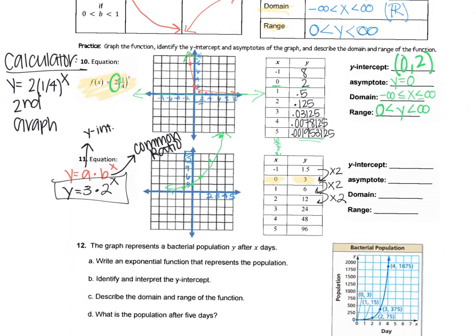Y-intercept, again, we already kind of talked about that. That is (0, 3). Asymptote, y equals 0. It's going to get super, super close to this line, never, ever going to cross. It's going to have so many little dots like right there. Never going to cross. Domain, negative infinity to positive infinity. Again, these arrows indicate that it's going to keep going. In range, it's going from 0 and going all the way up. Now, remember, I'm not including 0. It's never going to have a point on 0.